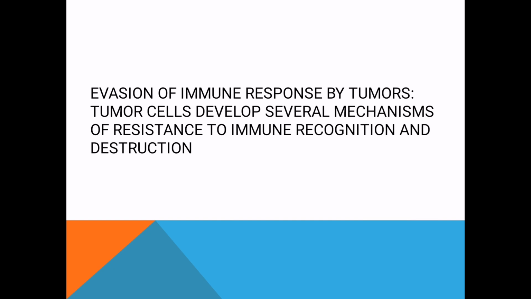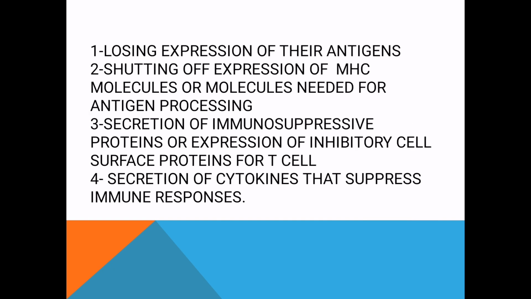So evasion of the immune response by the tumor cells develops several mechanisms of resistance to immune recognition and destruction. These tumor cells have a lot of mechanisms by which they resist or evade destruction or recognition by the immune system. Okay. First, losing expression of their antigens. Instead of sitting on the surface, they lose these antigens, keeping the antigens inside so they are not exposed to the immune system. And the second one is shutting off expression of MHC molecules or molecules needed for antigen processing. Some tumor cells shut off the MHC molecule, so this cell is not recognized by the CD8 cell.